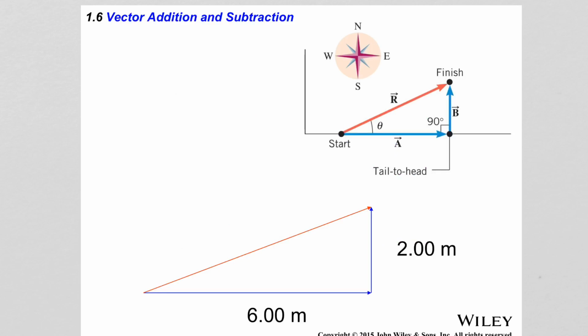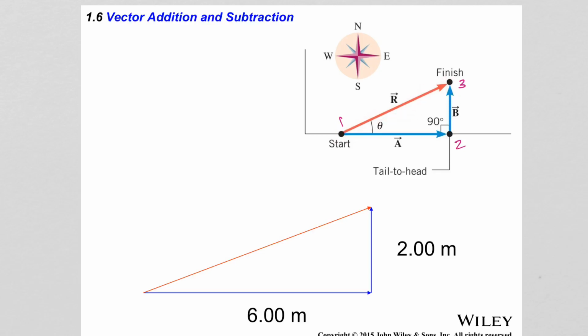So let's take the magnitude of displacement A, from position 1 to position 2, to be 6 meters. And then the displacement from position 2 to position 3, the magnitude is 2 meters. So the question is, what's the magnitude of the resultant displacement? Since the two vectors A and B are not on a straight line, I can't just add the magnitudes of them to get the resultant displacement.